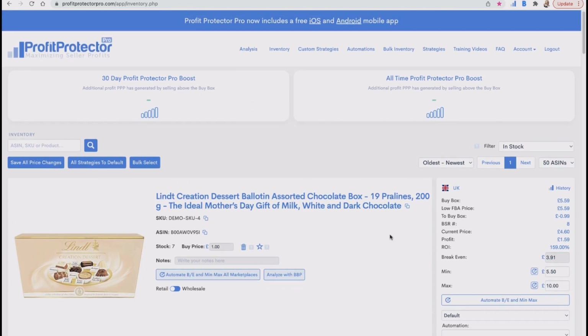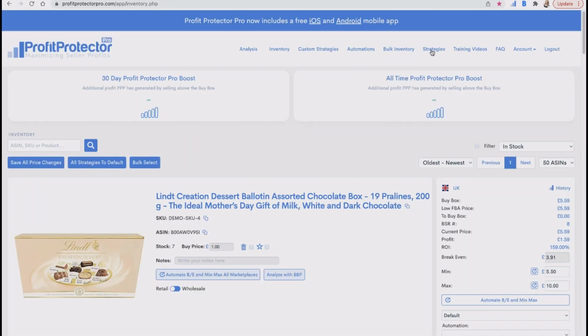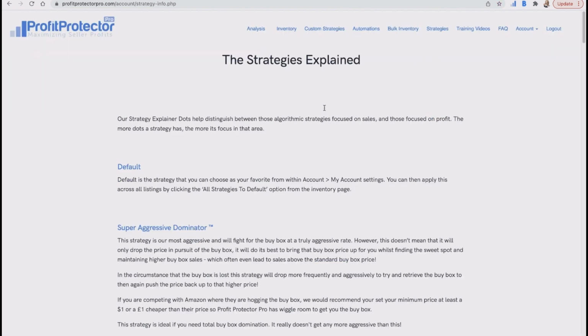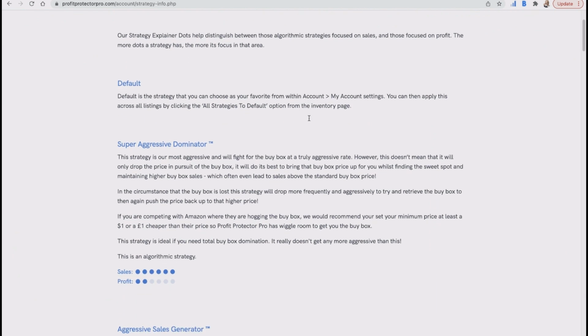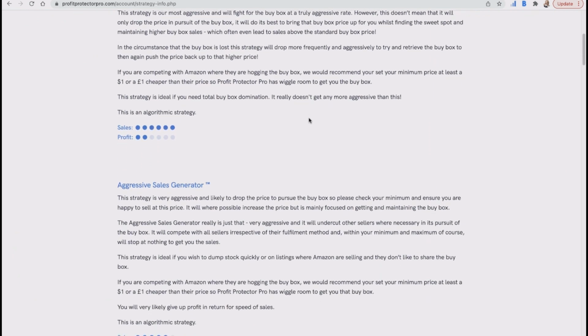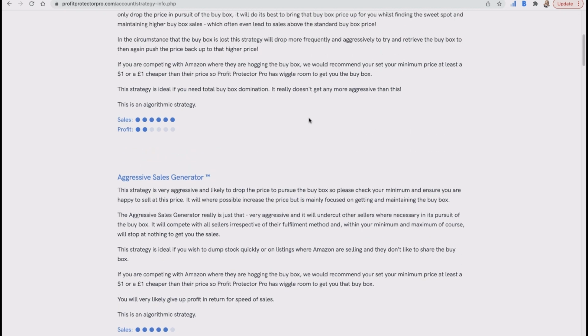So one of the things that you should look into if your boss is using Profit Protector Pro is go through and have a look at the strategies page, which is just over here on the top bar. So go into that strategies page and you'd need to read all about this, and this tells you all about the different strategies and what they'll do. So how they'll move about between that minimum and that maximum.